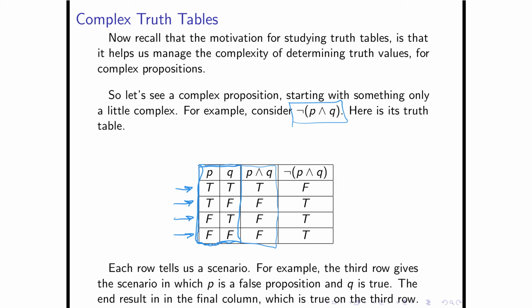But then you move on to the next most complicated part of the proposition. And in this case, the next most complicated part of the proposition is P and Q. So you do the truth table for that, and you use the previous values to help you compute it. So when you've got P over here and Q is true, right? So P is true, Q is true. Then you apply the rule for conjunction in the truth table for P conjunction Q.